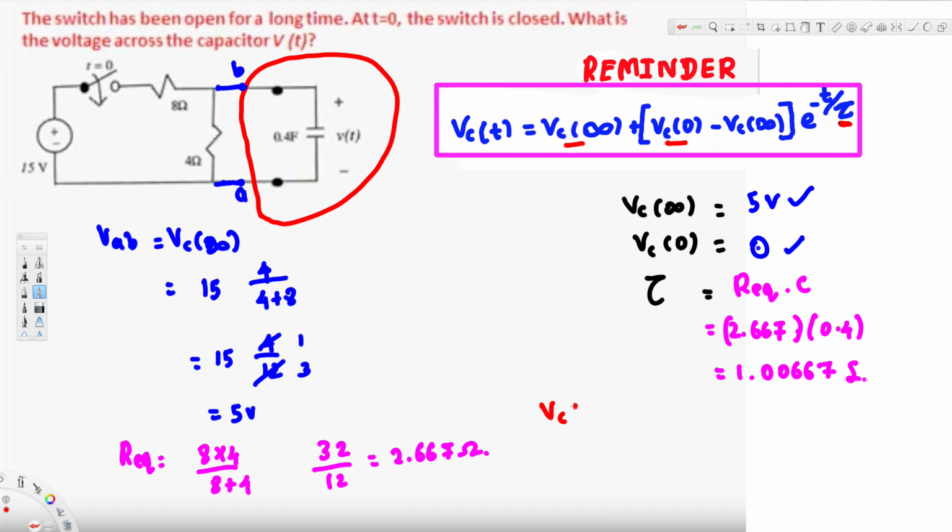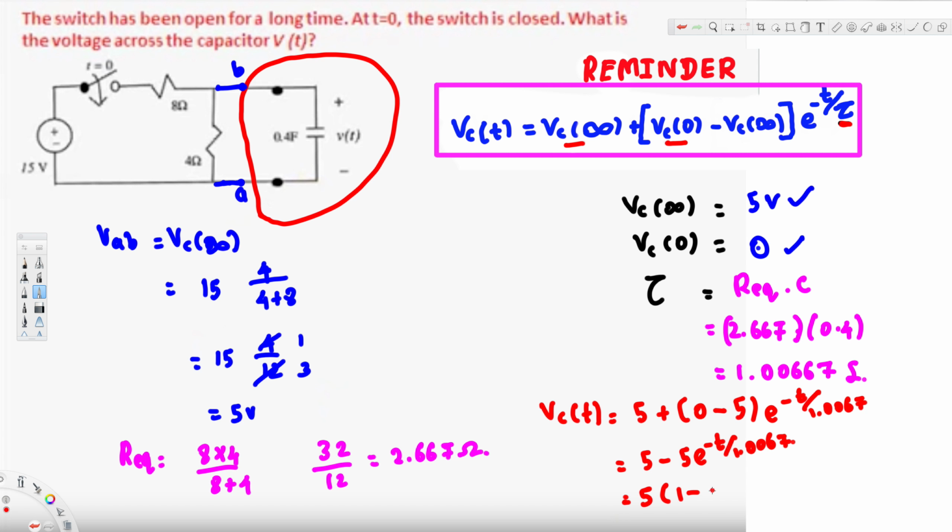Vc of t is going to be equal to Vc of infinity, which is 5, plus Vc of 0, which is 0, minus Vc of infinity, that's 5, times e power negative t over tau. Tau is 1.0667 seconds. Now if we simplify this, it is 5 minus 5 e power negative t over 1.0667, and if we take the 5 common, this is going to be 5 times 1 minus e power negative t over 1.0667, and that's going to be our final answer for the voltage.